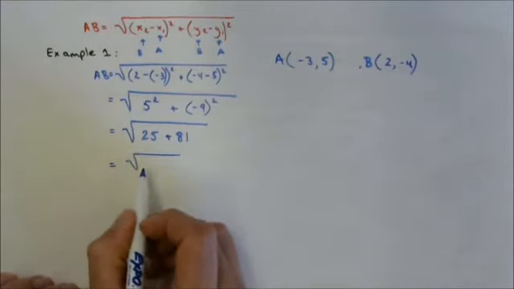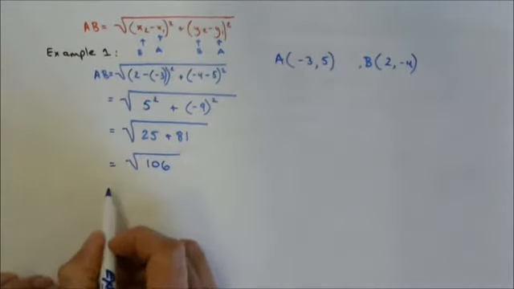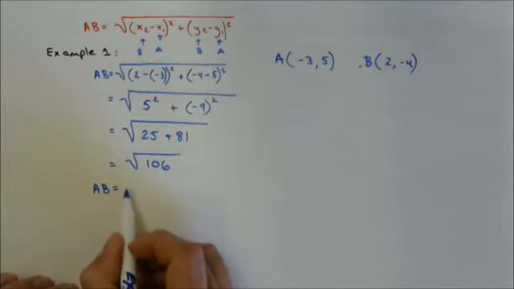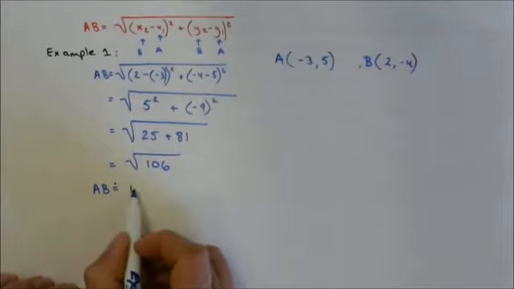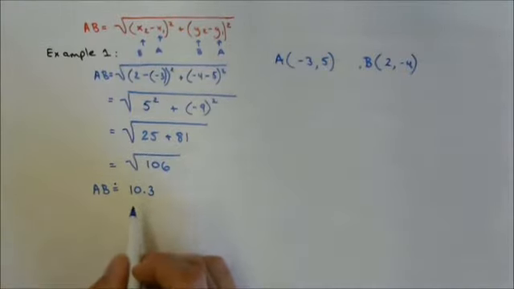So now we're looking at the square root of 25 plus 81, which is 106. And the final step you do in your calculator, you take the square root of 106, and you round it to 1 decimal place. You find out that it is 10.3. So what does that mean?